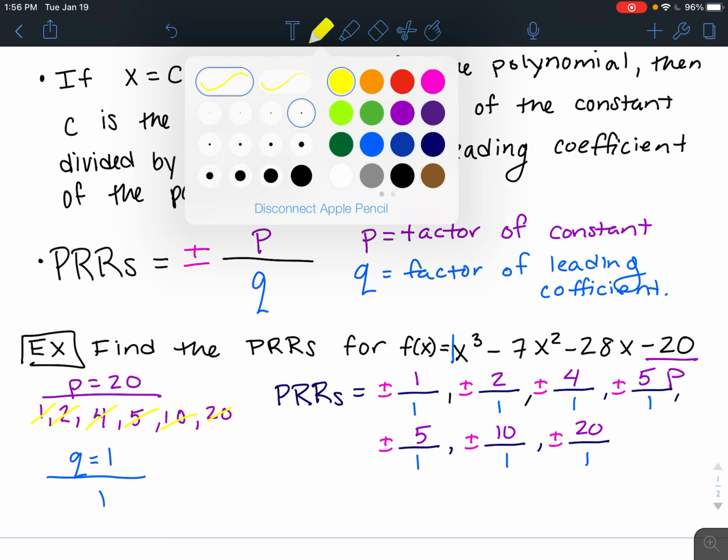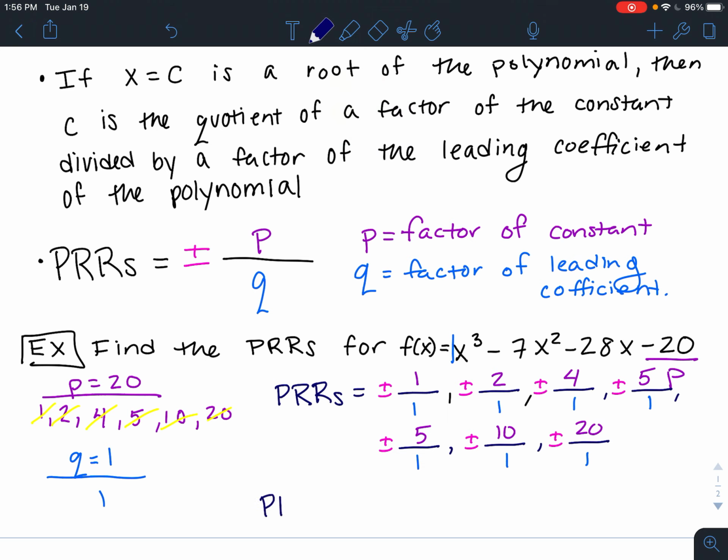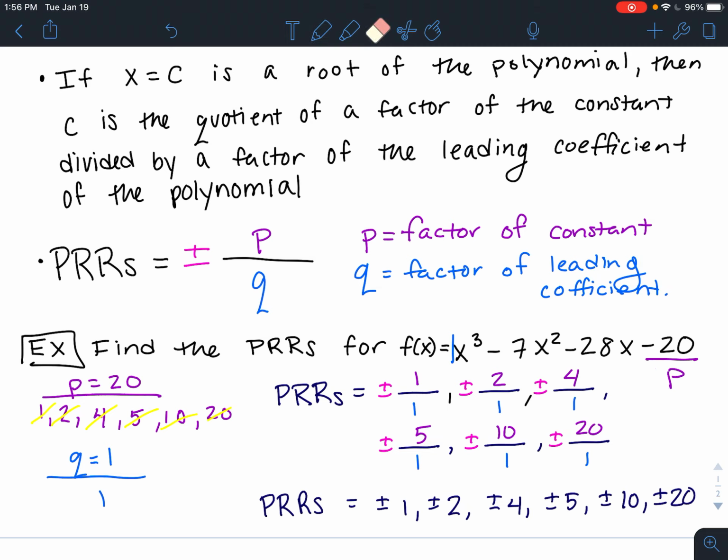And then I just want to simplify. So my PRRs are going to equal plus and minus 1, plus and minus 2, plus and minus 4, plus and minus 5, plus and minus 10, and plus and minus 20. And I just realized I wrote the 5 twice. My bad.